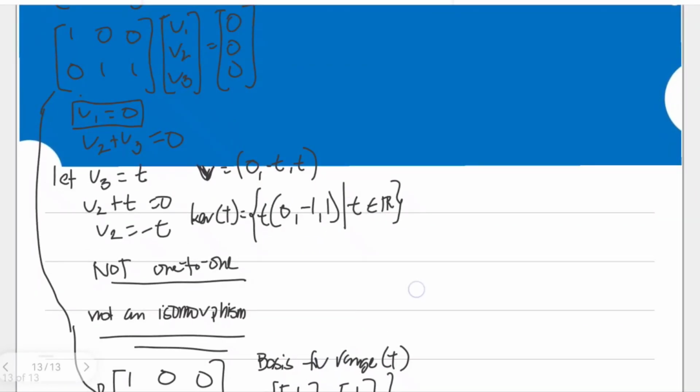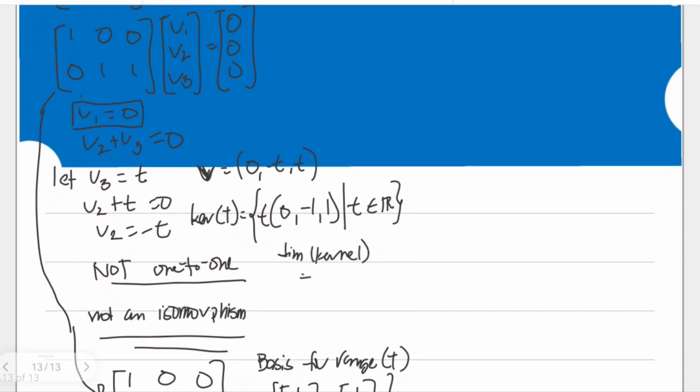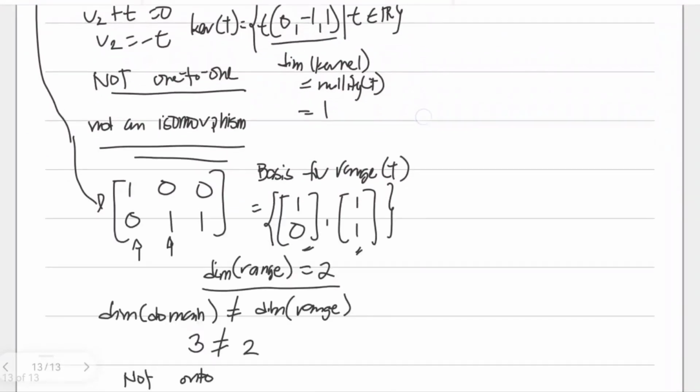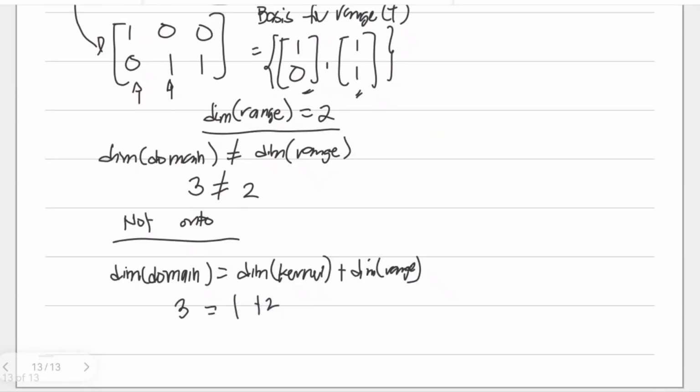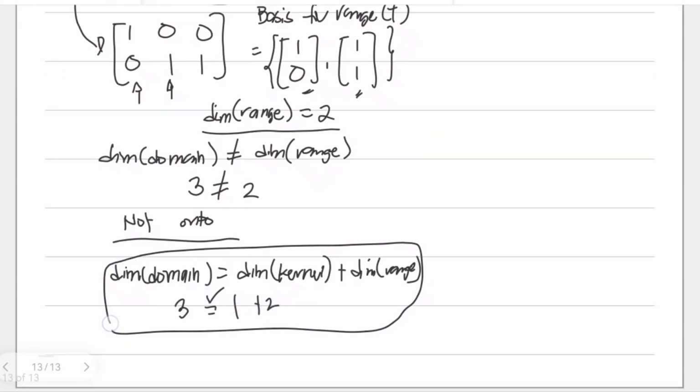Take note that the dimension of our kernel, I'm just going to insert this little concept, which is equal to the nullity of t, is equal to 1, because it's actually the dimension of the basis of your kernel, and your basis only contains 1 vector. And of course, the concept is that the dimension of your domain is equal to the dimension of the basis of your kernel plus the dimension of the basis of your range. The 3 is the kernel earlier, which is 1, plus 2 here. It meets this criteria. So this is actually true for all.